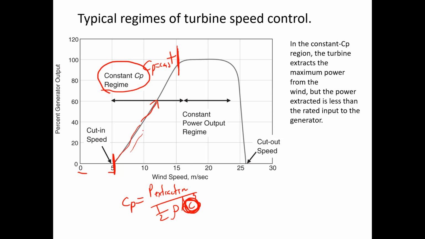Now, in this constant region, the turbine extracts the maximum power from the wind, but the power extracted is less than the rated input to the generator, right? So again, this isn't constant power extraction. You're constantly extracting the maximum power that you possibly can, until you hit this region, which is where you've hit 100% of the generator's capacity. So now the control mechanisms in the turbine are trying to slow the turbine down. So what happens now is that power extraction is constant.